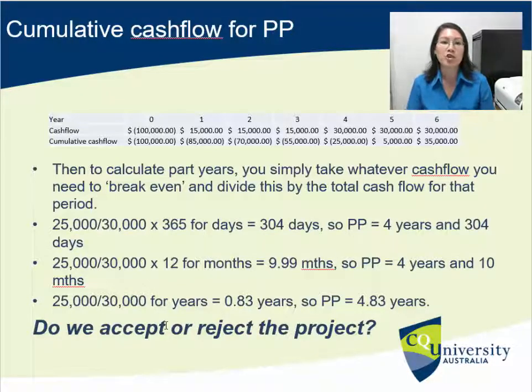So do we accept or reject the project? Depends on what is the acceptable preset limit. So if our company decided that payback period within 5 years was acceptable, then we would accept this particular project. If our company had an accepted payback period of say 3 years, then in this case it wouldn't be acceptable. So we wouldn't accept this project.